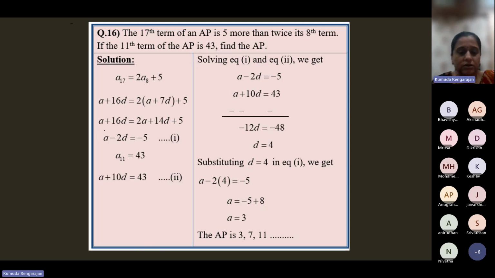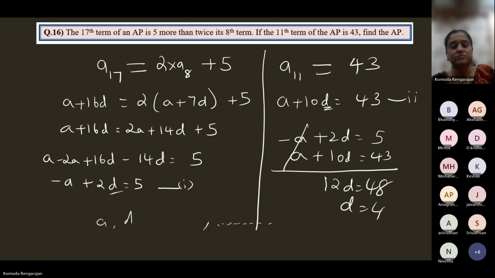Here, actually, you get A minus 2A is minus A. 16D minus 14D is plus 2D is equal to 5. What you see here is I've changed the signs throughout: minus A is plus A, plus 2D, minus 2D, plus 5, minus 5. You don't have to do that at all. You can even stop here and take this as the first equation. This one is the second one. That's what I told you here, actually.